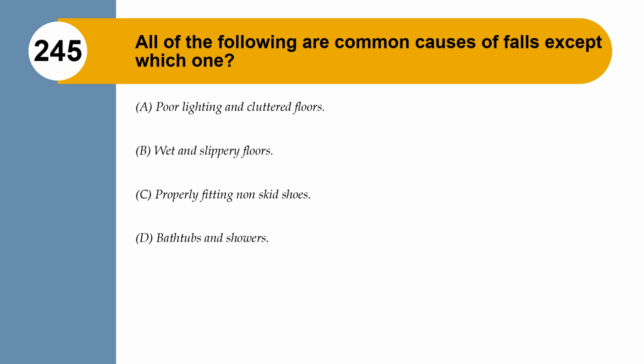Option A. Poor lighting and cluttered floors. Option B. Wet and slippery floors. Option C. Properly fitting non-skid shoes. Option D. Bathtubs and showers.